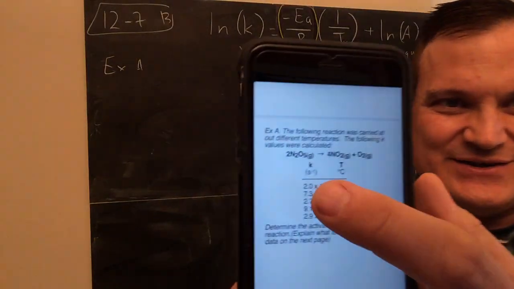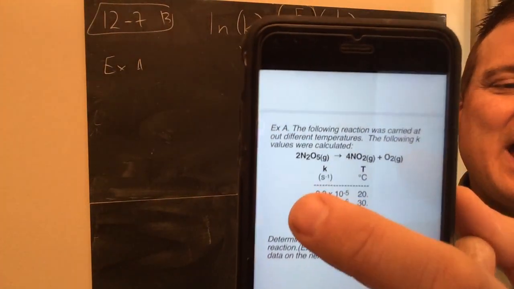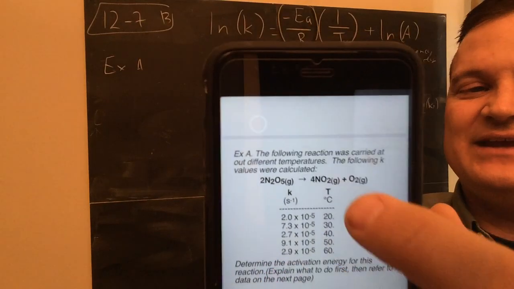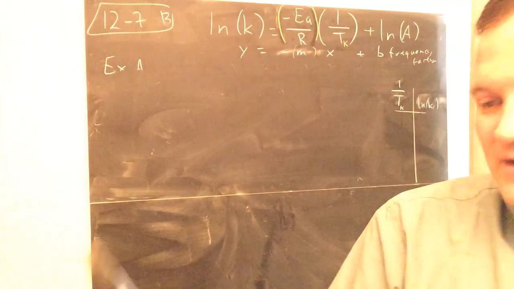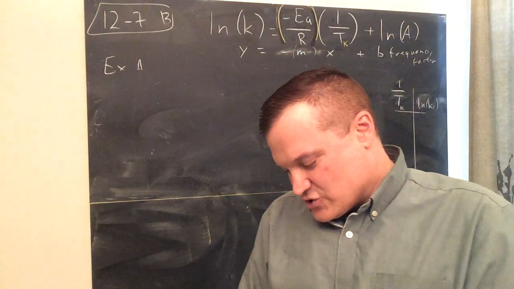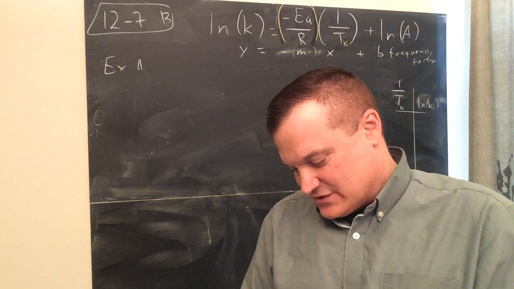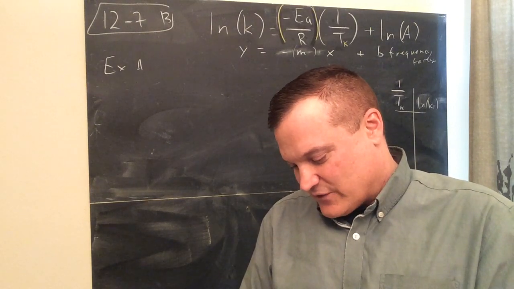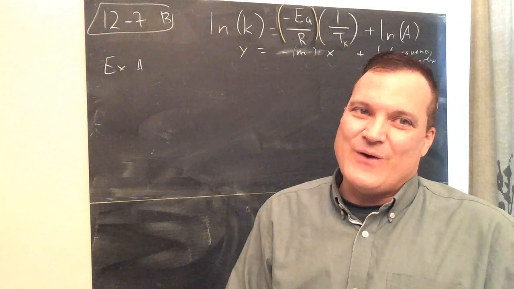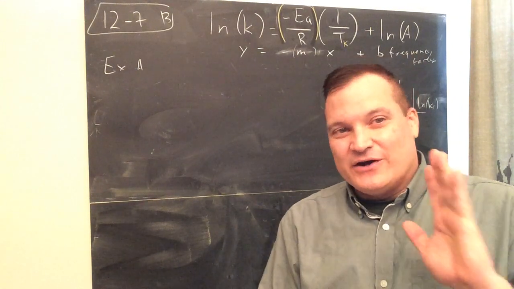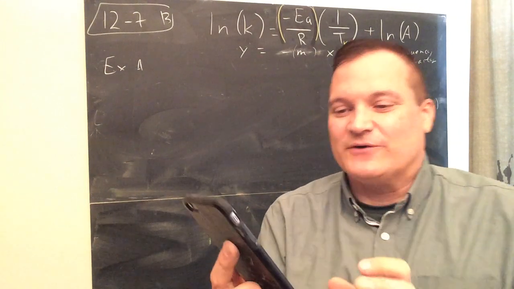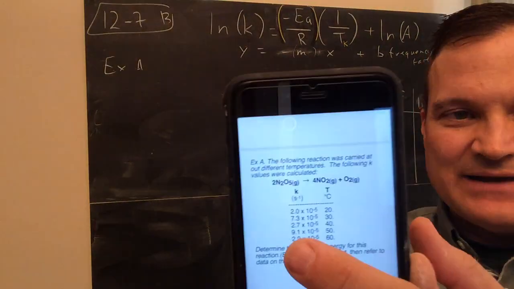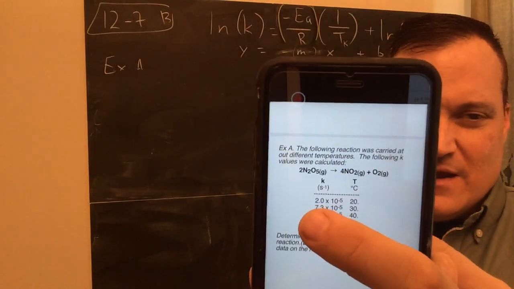Oh yeah, I can do it this way too. Here it is, the notes. They gave you all these values for K and all these values for temperature. Now, determine the activation energy for this reaction, explain, and then refer to the data on the next page. Oh, I made this easy for you. When you do it, it's going to be a little bit tougher. But let me tell you what you need to do. It says explain it.